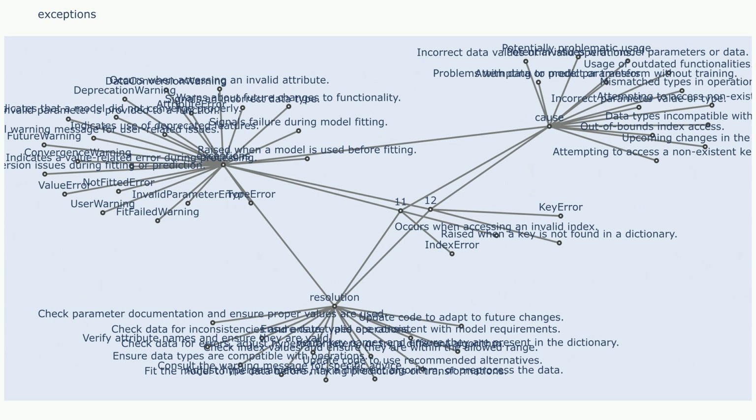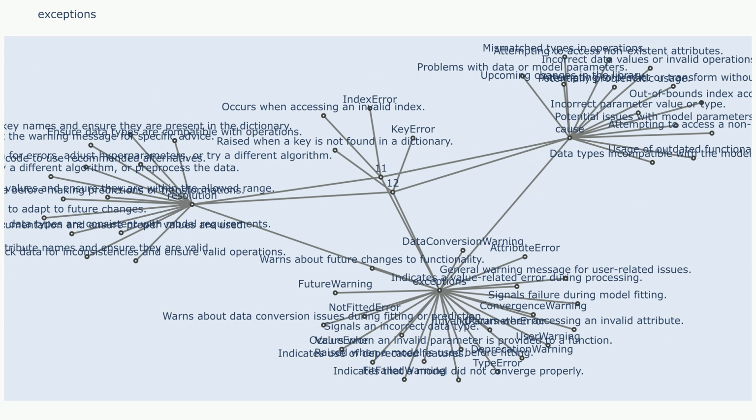KeyError. Description: indicates an attempt to access a non-existent key in a dictionary. Causes: using a key that is not present in the dictionary. Incorrectly specifying the key during dictionary access. Example: Python. my_dict = {'name': 'John', 'age': 30}. print(my_dict['address']) # no address key exists. This code will throw a KeyError because address is not a key in the dictionary. Resolution: ensure the key you are attempting to access exists in the dictionary.